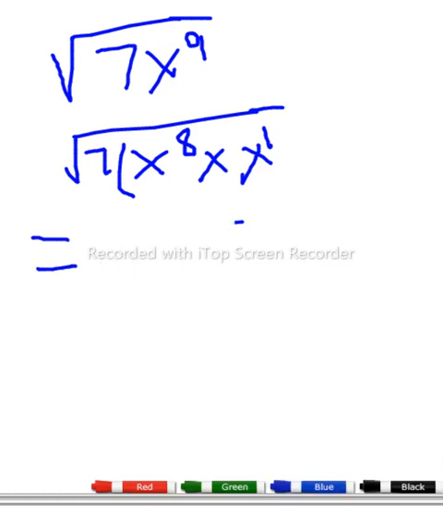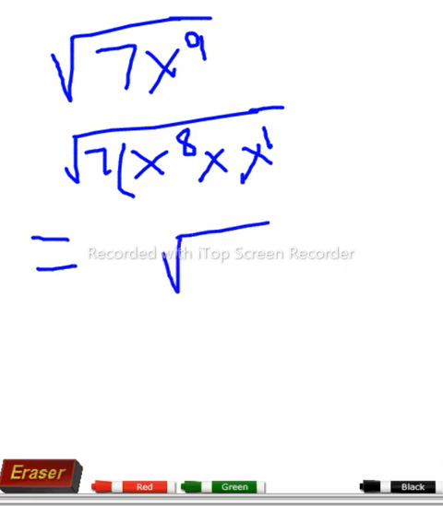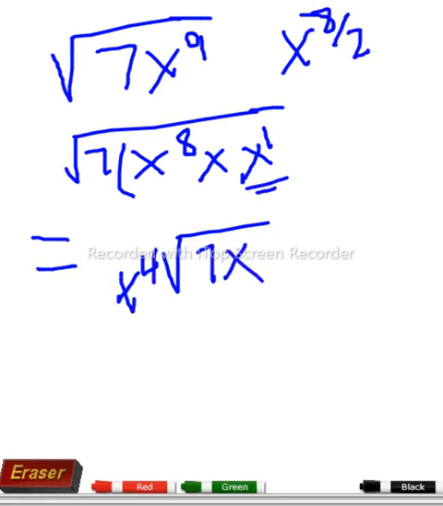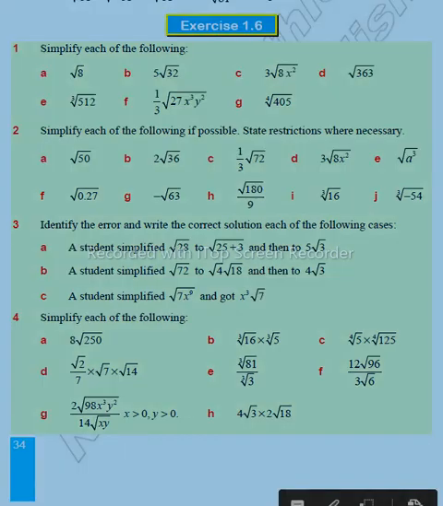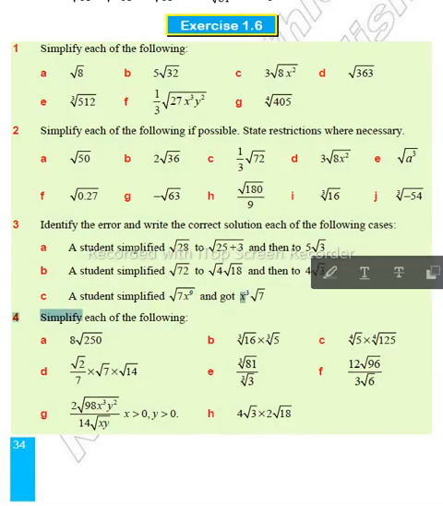So sorry. Here we have x to the power of 8. As we know, the square root means x to the power of 8 over 2. We get x to the power of 4. So x to the power of 4 times the square root of 7x. This is the final answer: x to the power of 4 square root of 7x. So this is the correct answer for this letter.